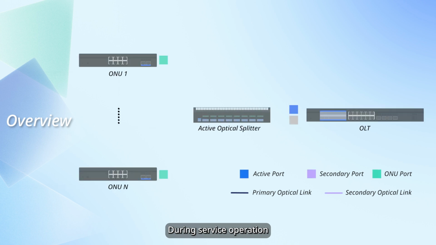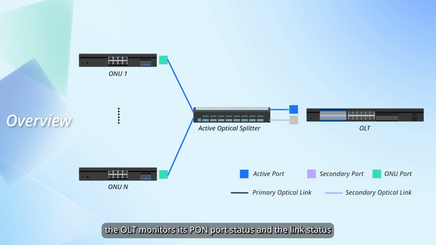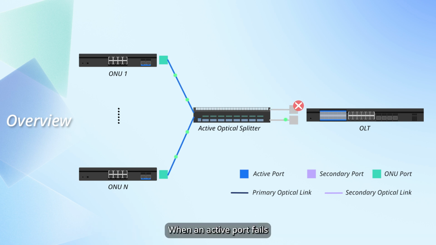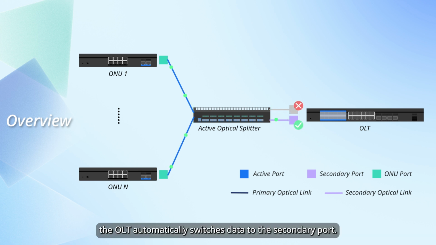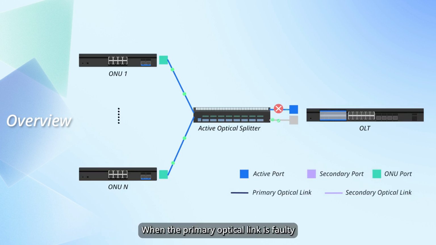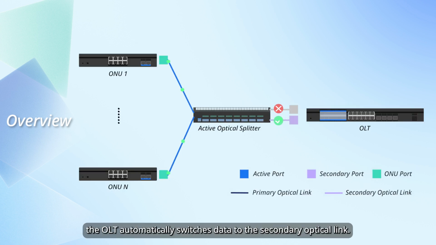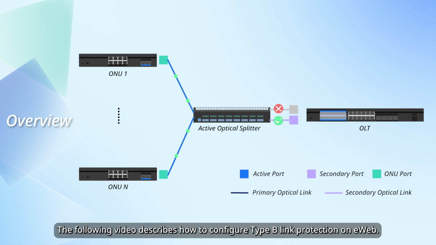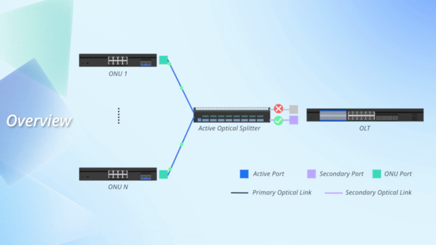During service operation, the OLT monitors its PON port status and the link status, and switches links as needed to ensure network continuity. When an active port fails, the OLT automatically switches data to the secondary port. When the primary optical link is faulty, the OLT automatically switches data to the secondary optical link. The following video describes how to configure Type B link protection on eWeb.